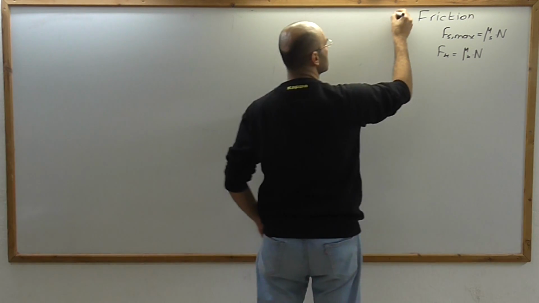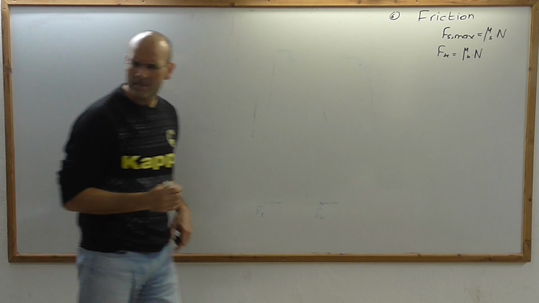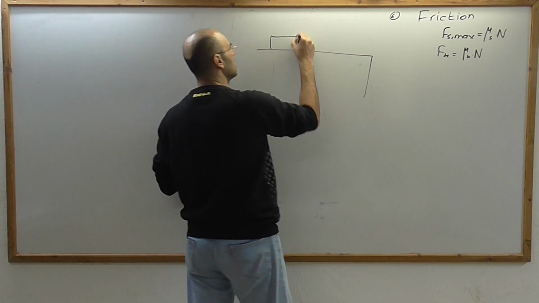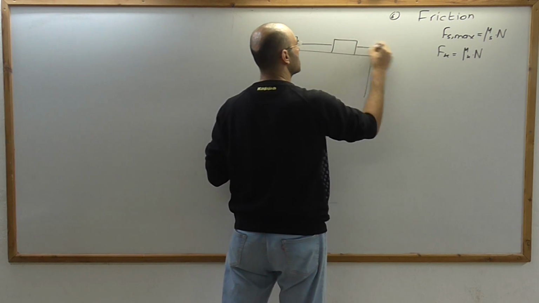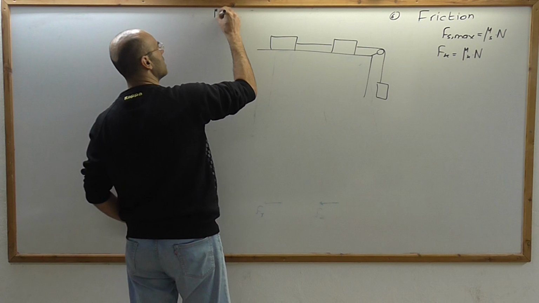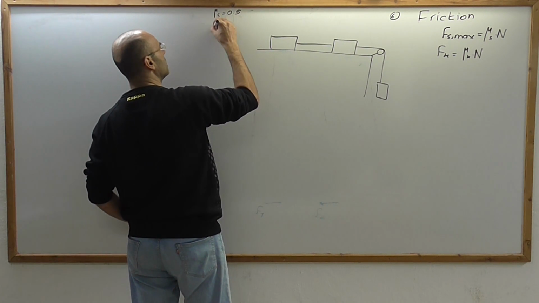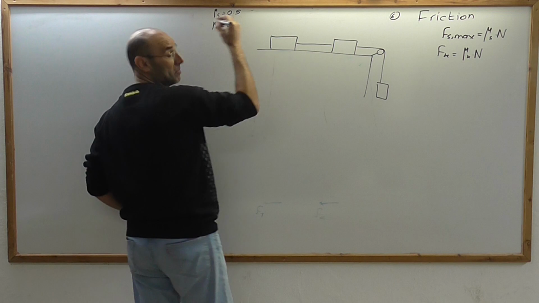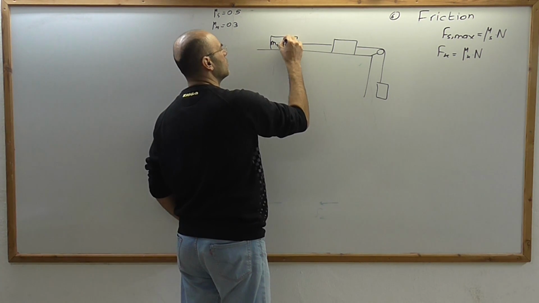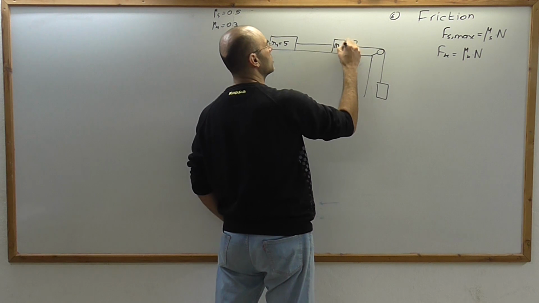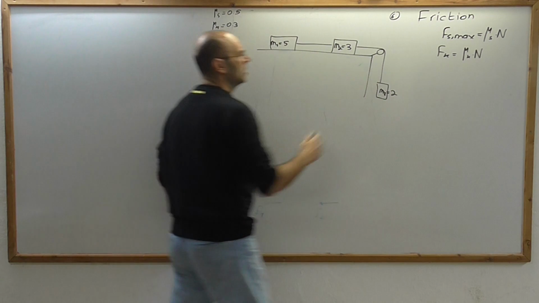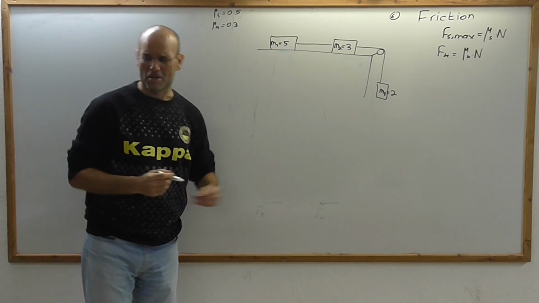Let's do a more complex system like that. Mu static equals 0.5, mu kinetic equals 0.3. M1 equals 5 kilograms, M2 equals 3 kilograms, M3 equals 2 kilograms. Imagine I wrote kilograms.